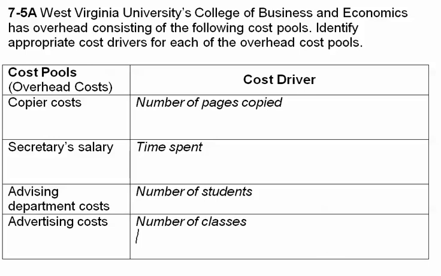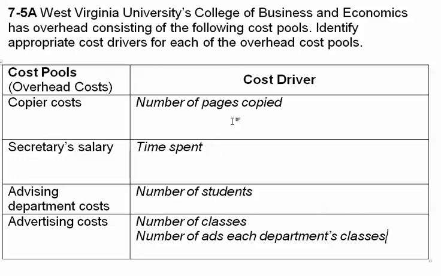The other option is to keep track of the number of ads by each department. In other words, like the secretary's time, keep track of who's benefiting from these ads, so number of ads. But again, you'd have to be advertising separately.